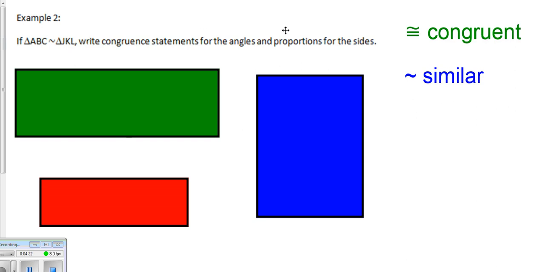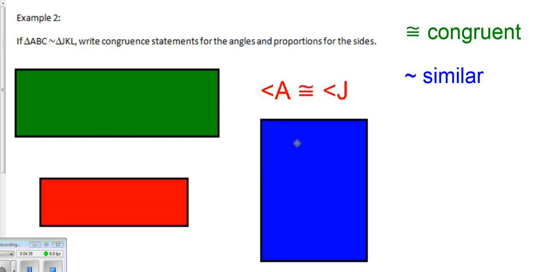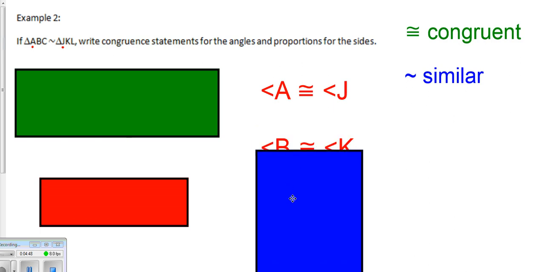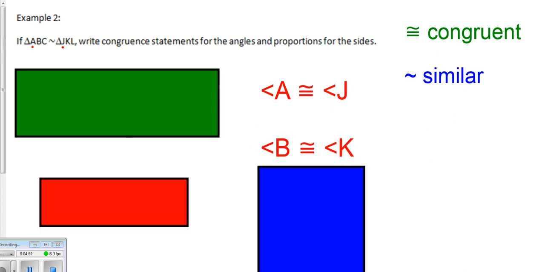What's asked of us is that we need to write the congruent statements for the angles and write proportions for the sides. Well, just like if we had these 2 triangles being congruent, this statement means that they all match up. So we can say angle A is congruent to angle J, because these were both the first ones. A, J. The next piece we could say then, angle B is congruent to angle K. B and K.